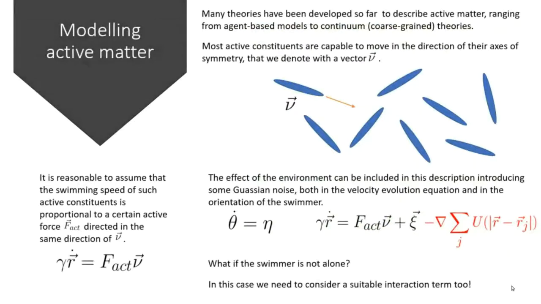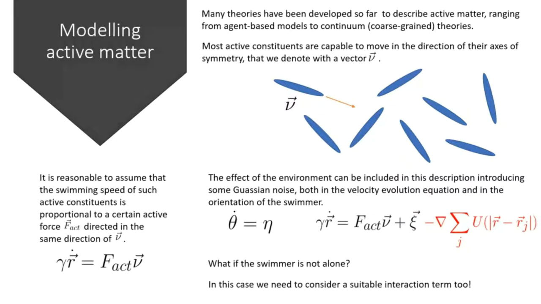Many theories have been developed so far to describe active matter, ranging from agent-based models to continuum coarse-grained theories. Imagine that you have a swimmer and denote the direction of the axis of symmetry of the swimmer with a vector nu. Now you may like to describe how this swimmer, this animal, is moving inside the fluid. The direction of swimming is the one of the axis of symmetry. It is reasonable to assume that the swimming speed of such active constituents may be proportional to a certain active force that the swimmer itself is applying on the surrounding fluid.